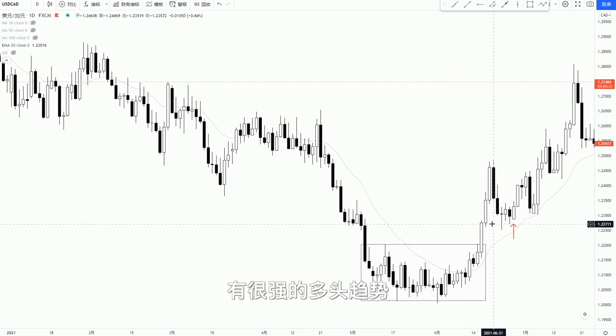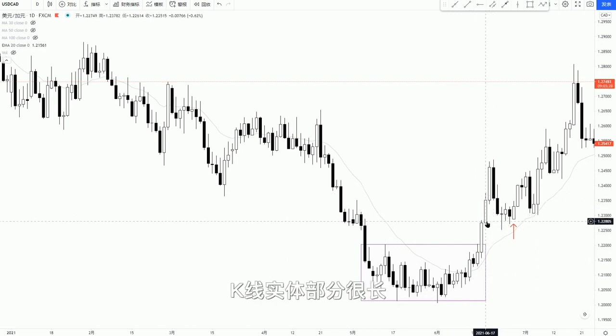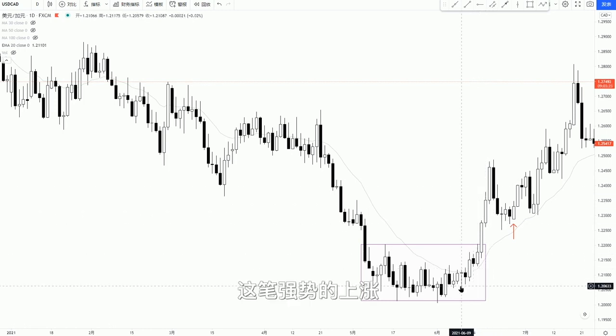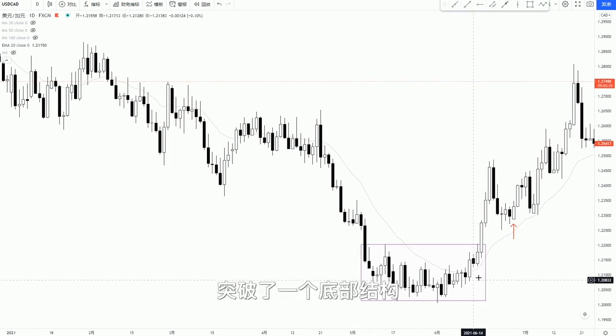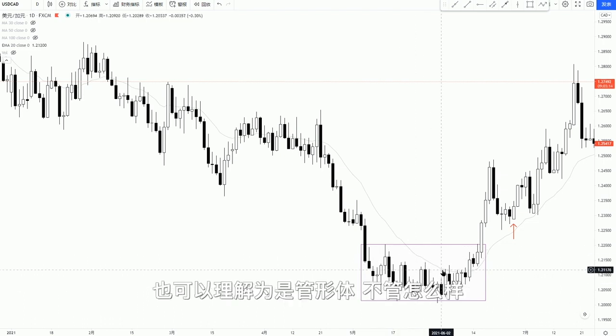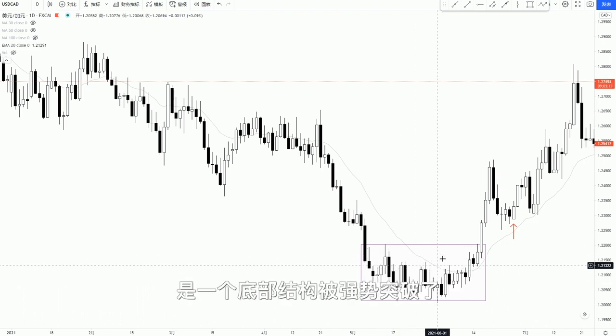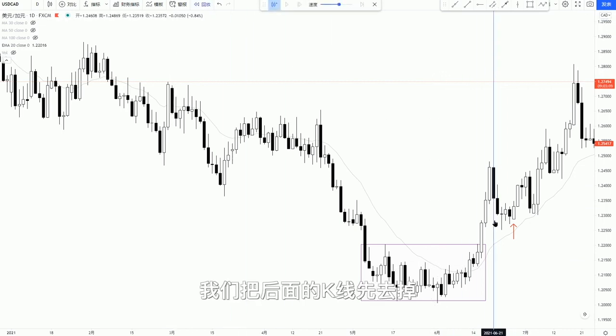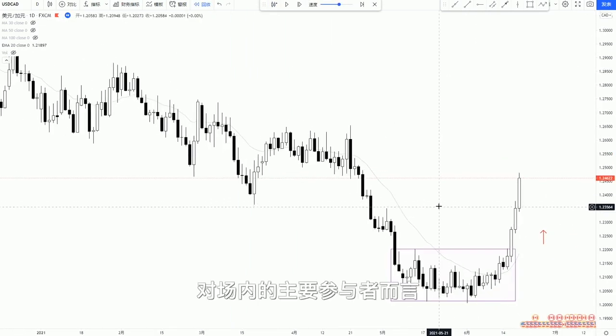This sharp rise is very strong. It has a very strong bull trend K line, a very long physical part, and very little overlap. This strong rise breaks through a bottom structure, which you can think of as a box, or as a tube. Anyway, it's a bottom structure that has been breached very strongly.